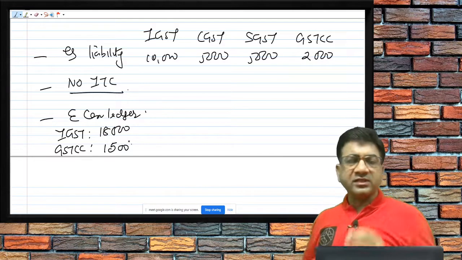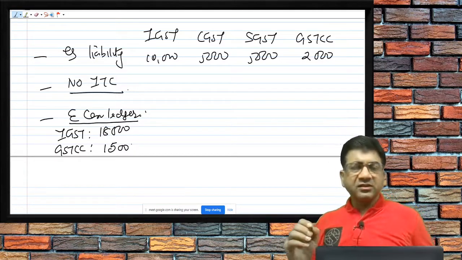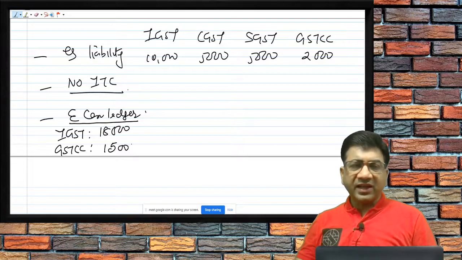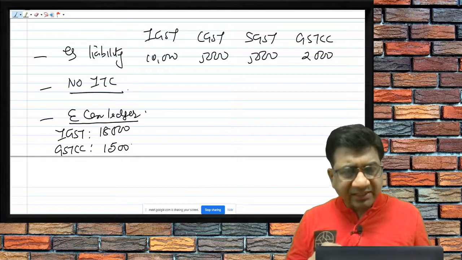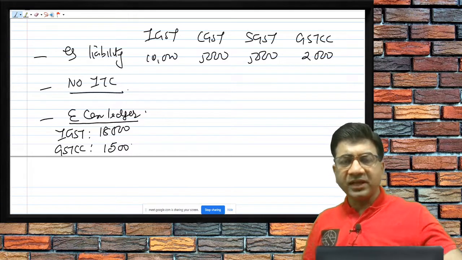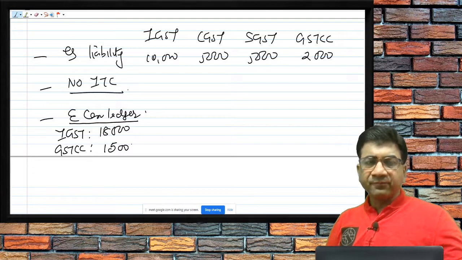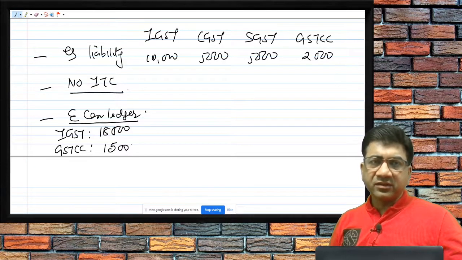Now my point is, how can I set off from the e-cash ledger? If I had the ITC, I would have used the ITC. But now the cash ledger has IGST of 18,000 and GST compensation cess of 1,500. How will I set off my liability? I hope you have understood the problem. First, tell me that.